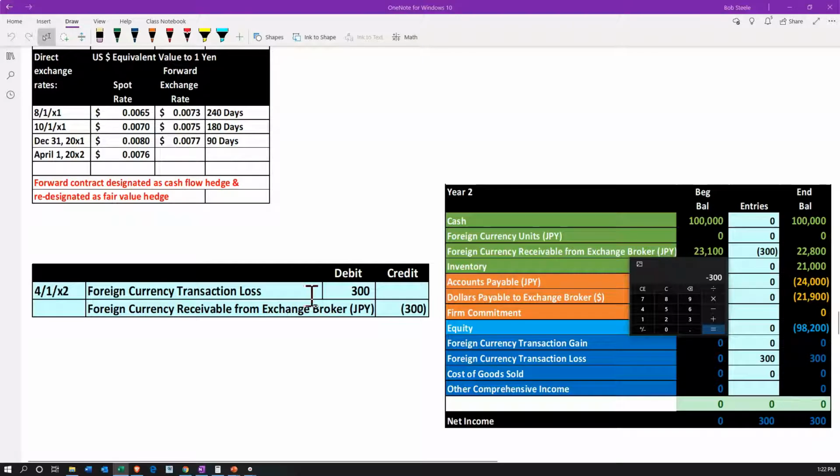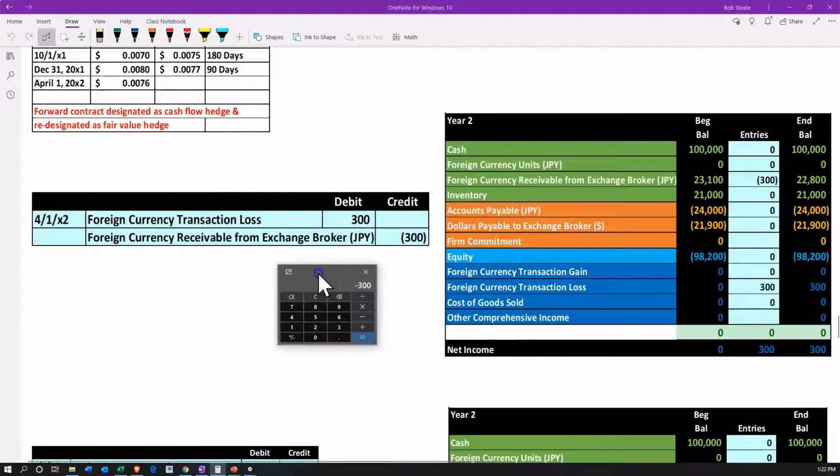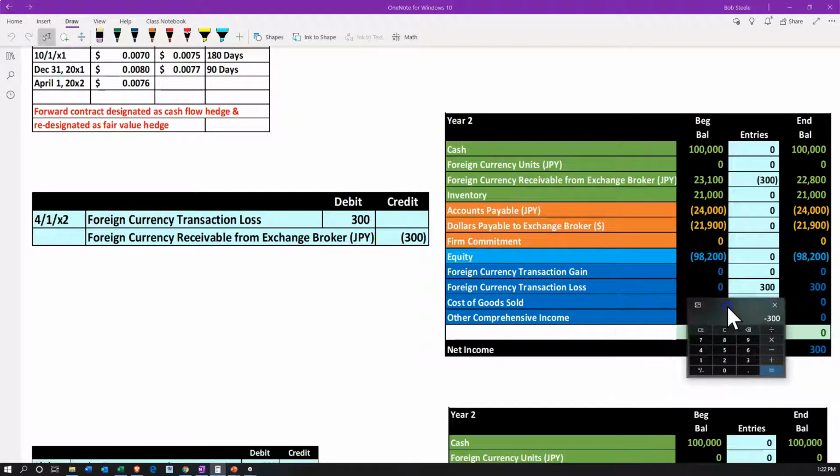So the foreign currency loss is going to be the debit. The other side goes to the foreign currency receivable from the exchange broker. Important to note that we're recording this in the loss account, not in other comprehensive income, because we're on the second component of this.